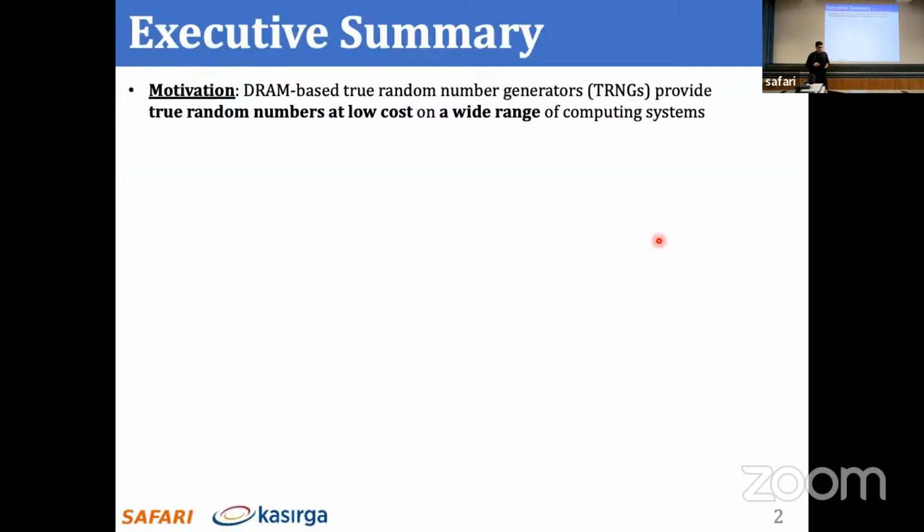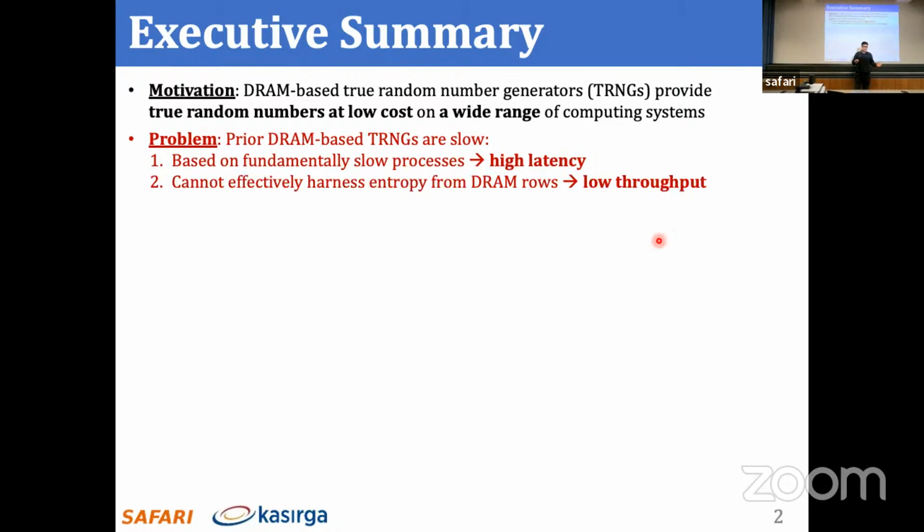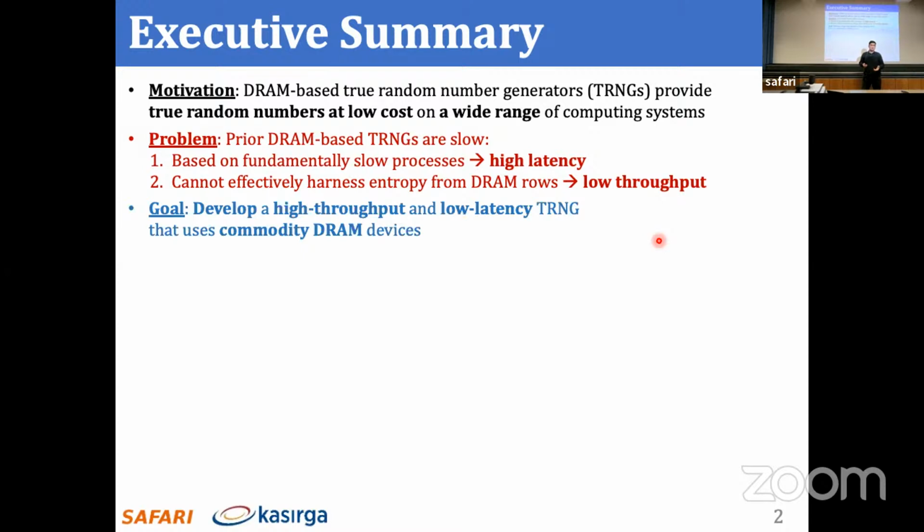We're motivated by the fact that we can use DRAM to generate true random numbers at low cost, and we can provide this functionality to many devices that exist today. However, when we look at the existing DRAM-based true random number generators, we see that they exploit phenomena that are fundamentally slow, so they can only generate true random numbers at high latencies, or they cannot effectively harness entropy from a large number of cells that exist in a DRAM row, thereby providing low throughput random number generation. Our goal is to develop a high throughput true random number generator that can also provide numbers at low latency, and that uses commodity DRAM devices because we want to benefit from the fact that it exists everywhere.